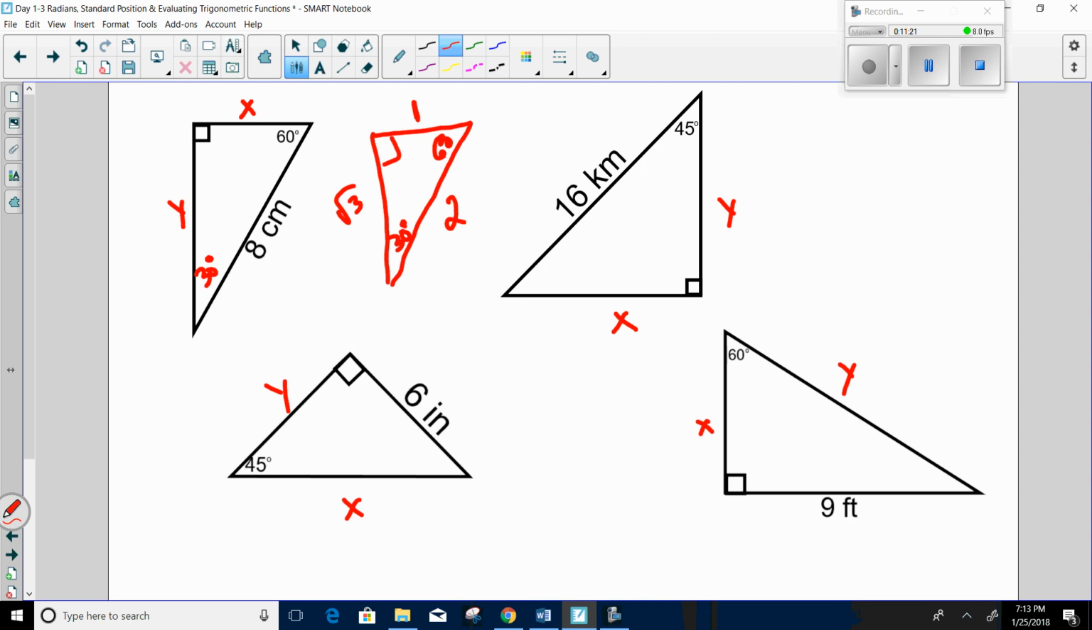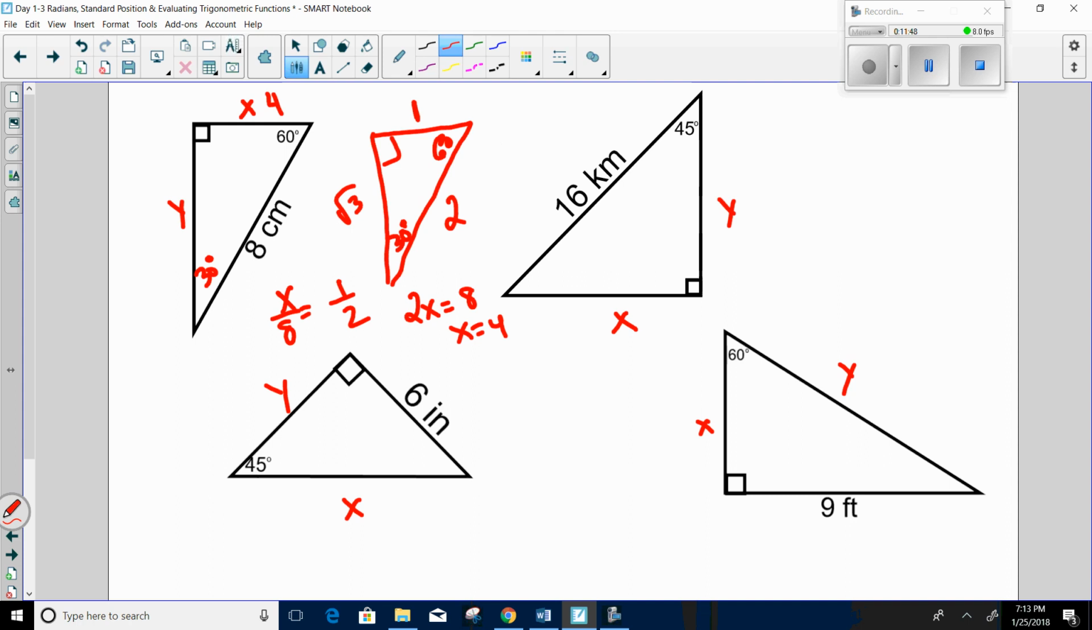So what I'm going to do is I'm just going to set up a proportion from geometry. If I want to solve for x, okay, what I do is I set up x over 8 equals 1 over 2. 1 corresponds with x, 2 corresponds with 8. Set up the proportion, cross multiply and solve. 2x equals 8, x equals 4. So this side length right here is 4.